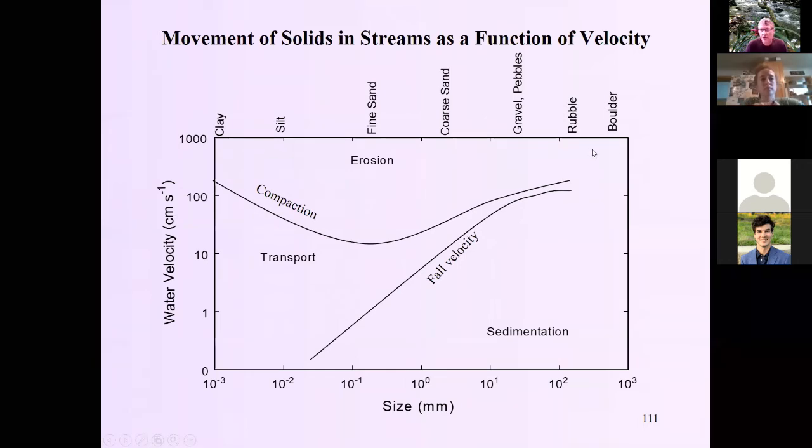But different particles react differently. At really high velocity, everything's moving, right? But at low velocity, you're not going to have much transport of rubble, boulders, maybe a little bit of gravel, probably not. It's sedimenting, it's staying on the bottom. But even at fairly low velocities, clay can be transported. One of the things that can happen though is at really high velocities, clays can get pushed down, and small particles can get pushed in and compacted into the bottom.